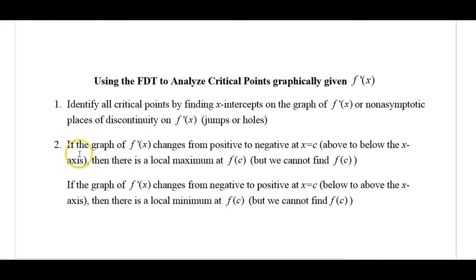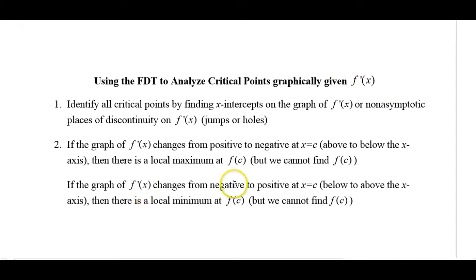And then what we have to analyze is whether the graph of the derivative changes from positive to negative at those x values, those critical point x values, so changes from above to below the x-axis. If so, then there's a local maximum at f of c. But we cannot find f of c exactly because we're looking at the graph of the derivative.